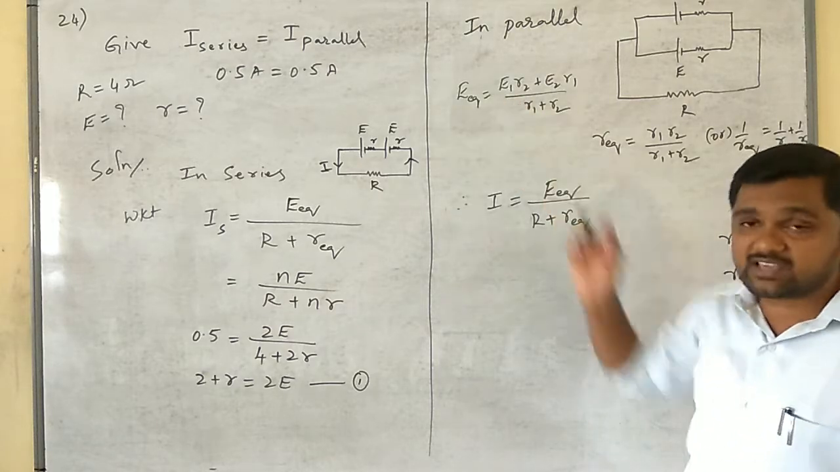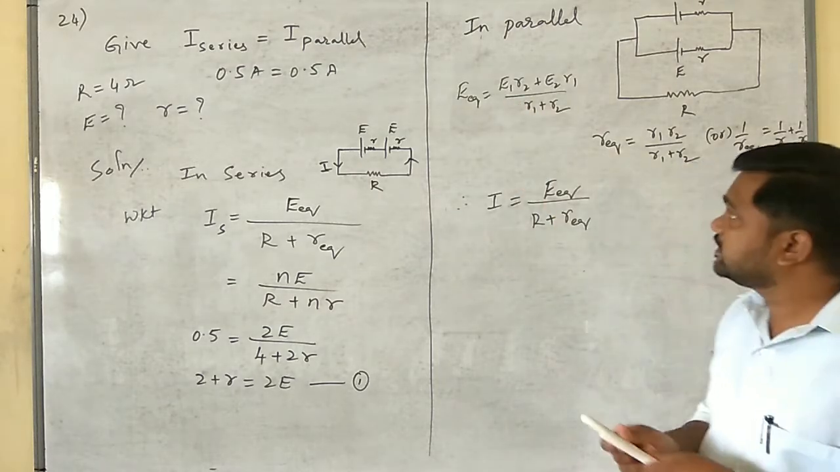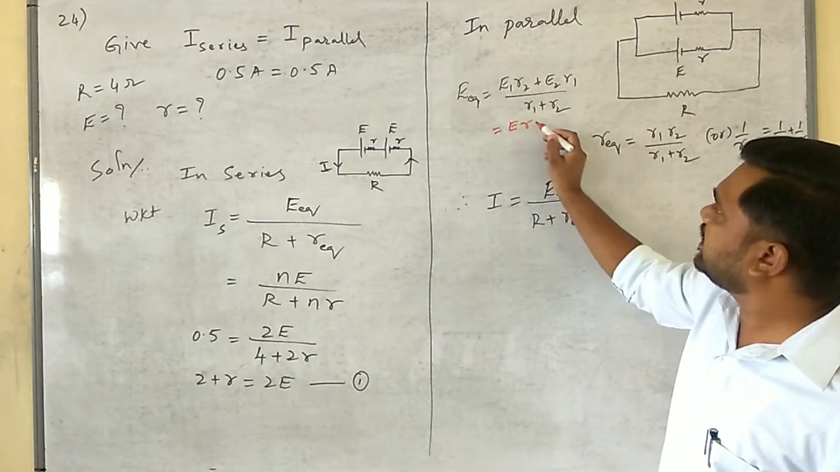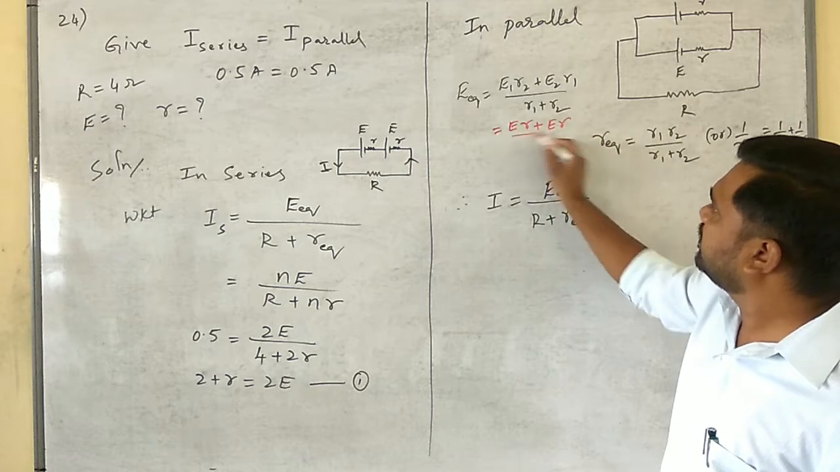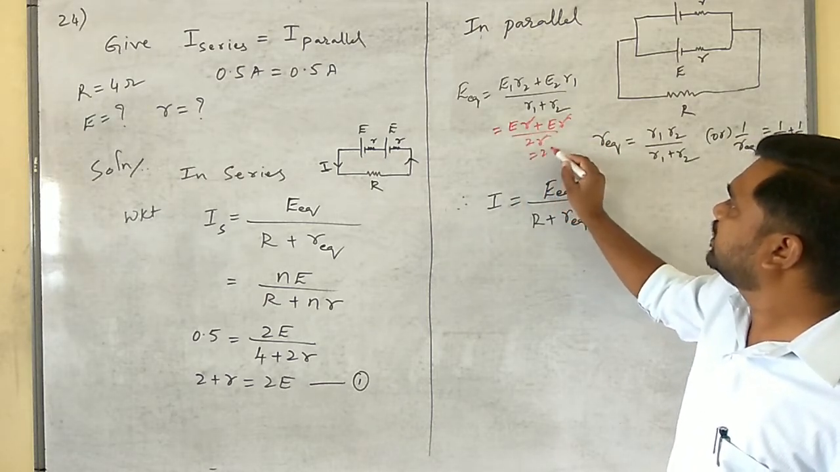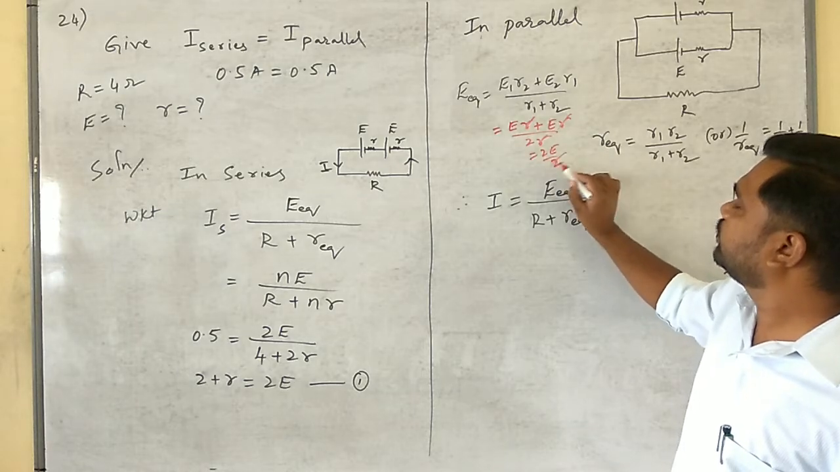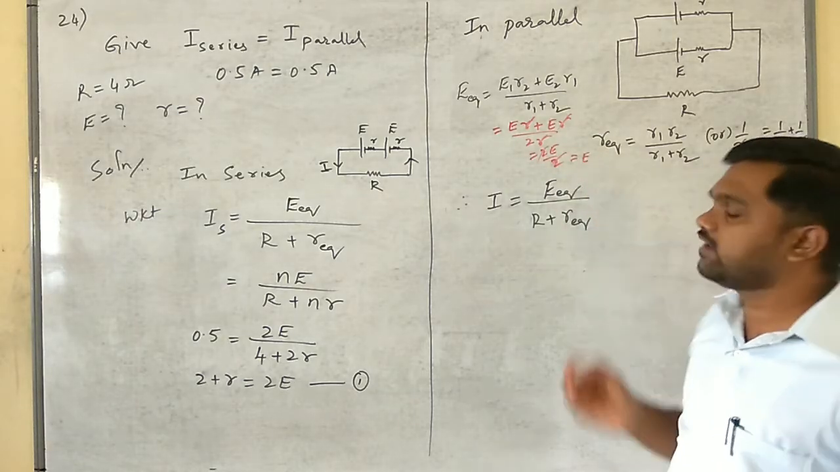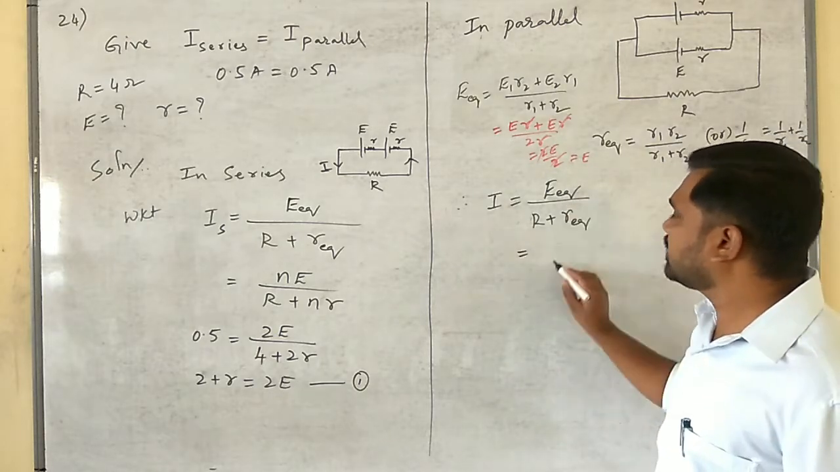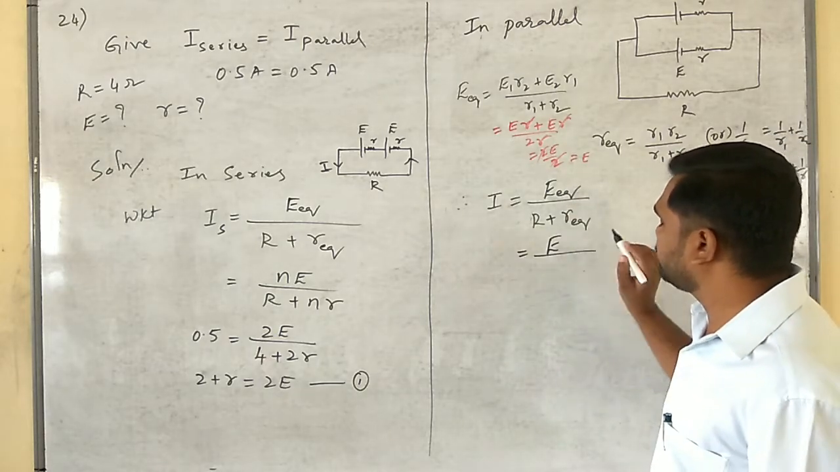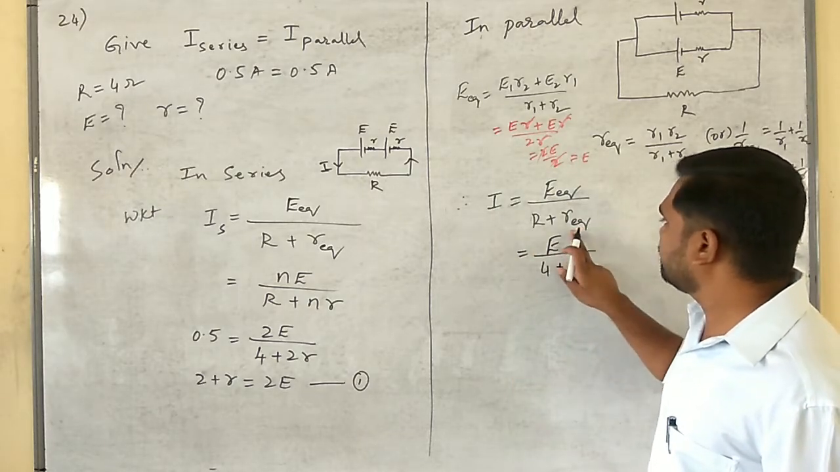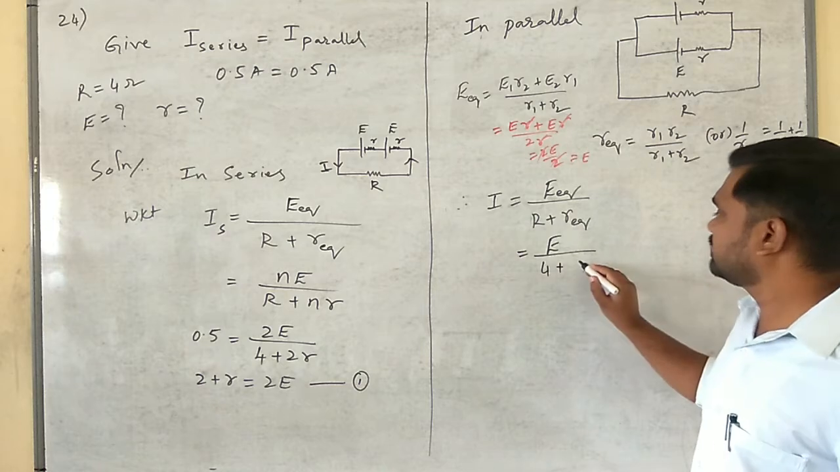But how about E in this case? E and r are the same. Therefore, it is Er plus Er divided by 2r. If we cancel r and r on both sides, 2E divided by 2, the 2 cancels. Therefore, E equivalent is E only. So in place of E equivalent, we should put only E. R is 4, but what in place of r equivalent? That is r by 2.